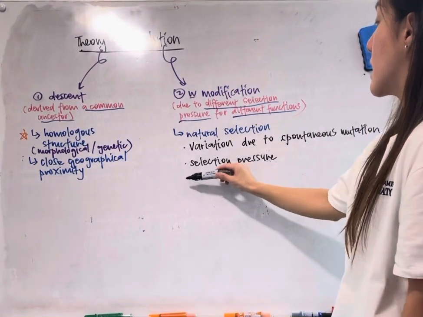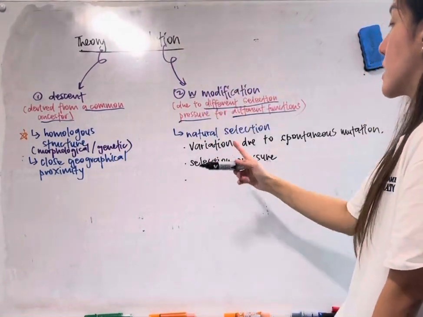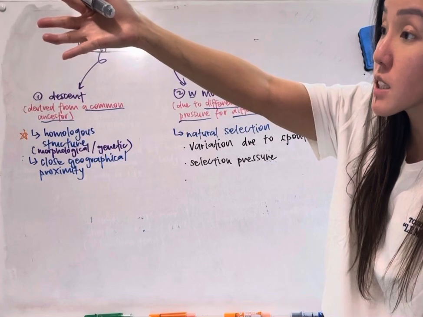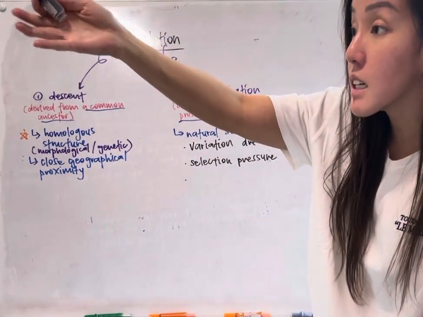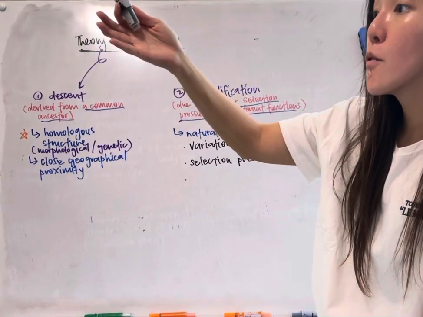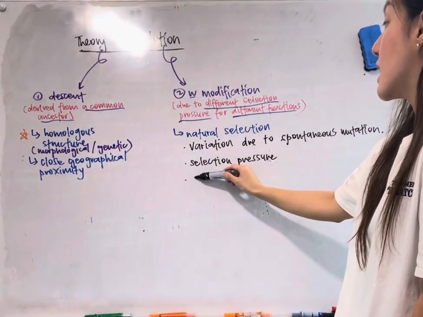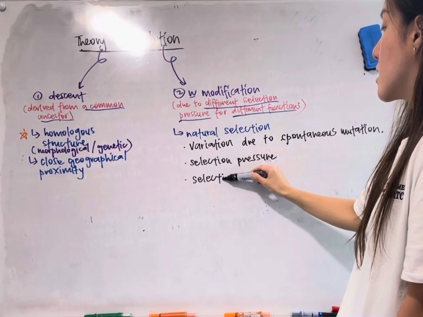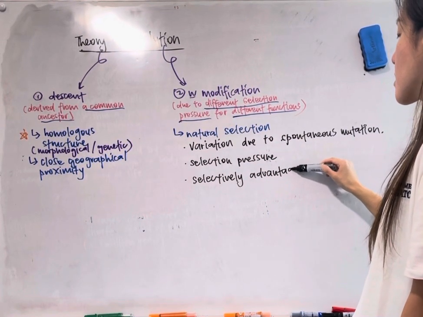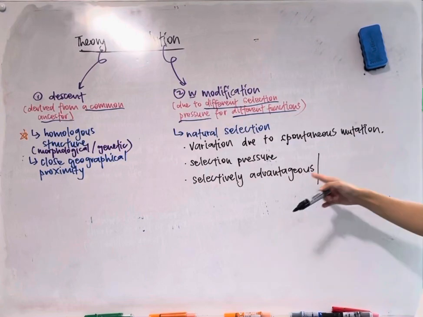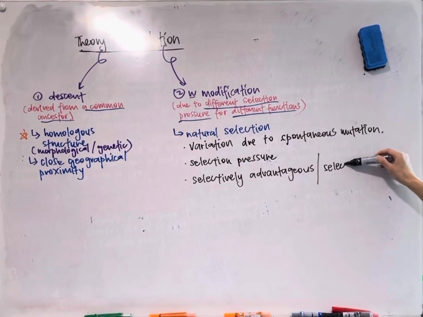After the selection pressure, then what? What's the next key phrase? Tell me what are the traits that are selected. Because they are selectively advantageous. Again, you tell me what the selective advantageous traits are, or you tell me what traits are selected for.